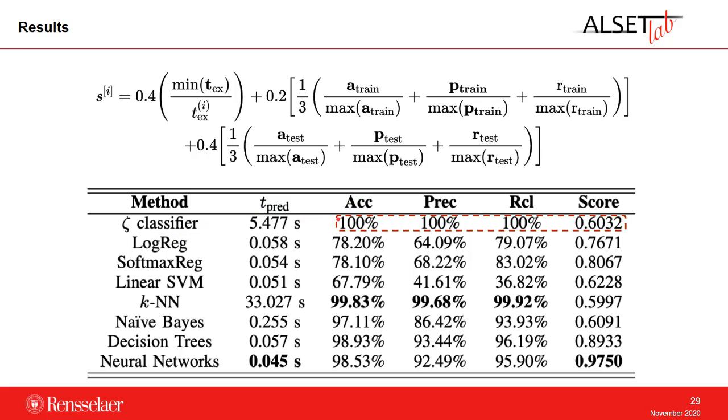So here we have the results, and we see, as expected, that the damping ratio classifier gives us perfect performance at the expense of a slow execution time. Then the best performing technique is not the neural network, it's actually the k-nearest neighbors, but the execution time is the slowest. So we see that reflected here in the score, that the score is not that good, actually it's the worst. So the neural network gives us a balance. It gives us really good performance, but with a really low execution time.